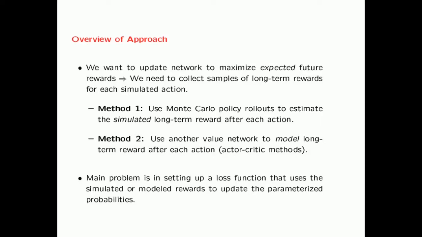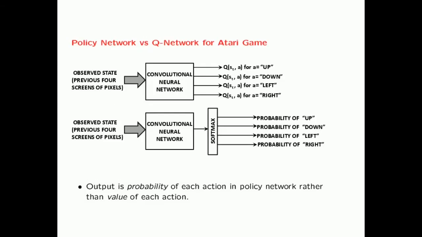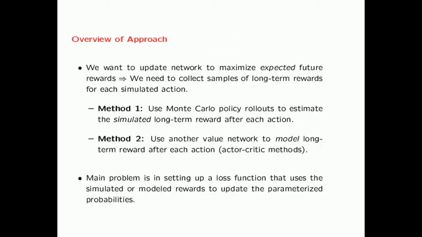That's your goal. Now, in order to do this learning, an important part of the training data is the samples of the long-term rewards. So every time you perform an action, for example, here you have probability of up, probability of down, left, right, every time you simulate an action, let's say you sample up and you take the action, you need a way to compute the long-term reward for performing this action. Now, this is not very different from what happens in the case of Q networks, and you can use similar types of methods.